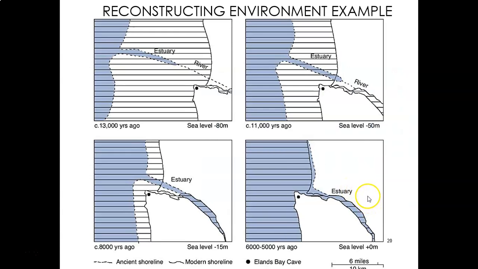So of course, reconstructing the environment, then if we put all these pieces together, so this is an example of Eland's Bay Cave, where they were looking at changes in sea level, which impacted the ancient shoreline and the modern shoreline. So we're looking at the little cave site here, and the modern shoreline is the solid line. The ancient shoreline is the dotted line. We can see how it's impacted where water was being found, where the estuary of the river was located.